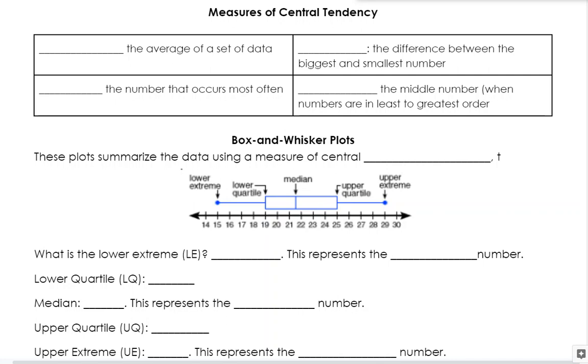Hello. We're going to learn some box and whisker plots today. All right, so before we do box and whisker plots, we have to remember measures of central tendency.